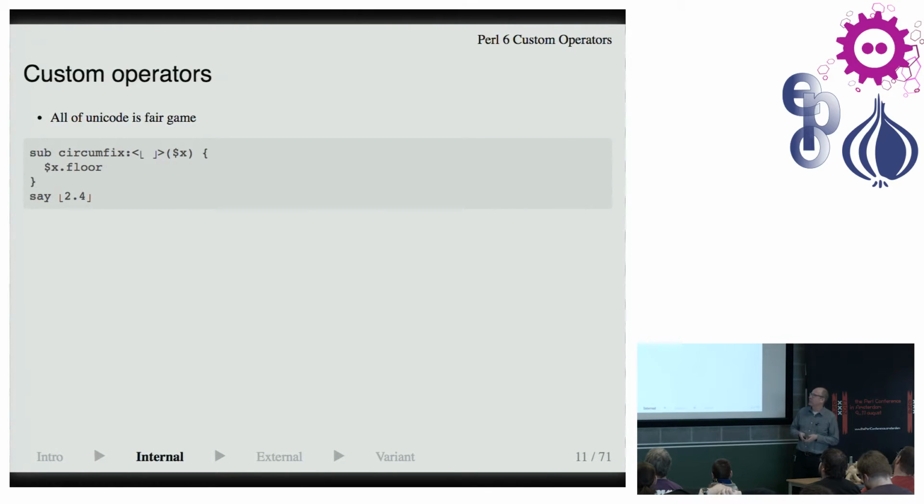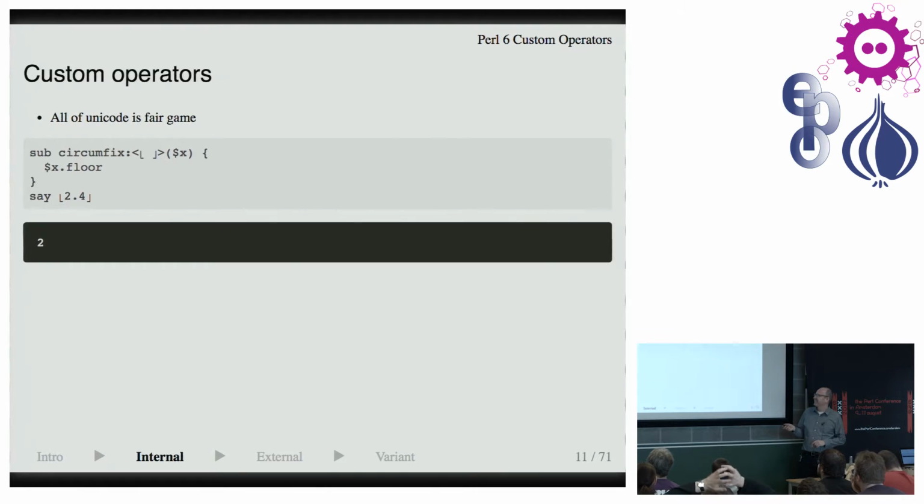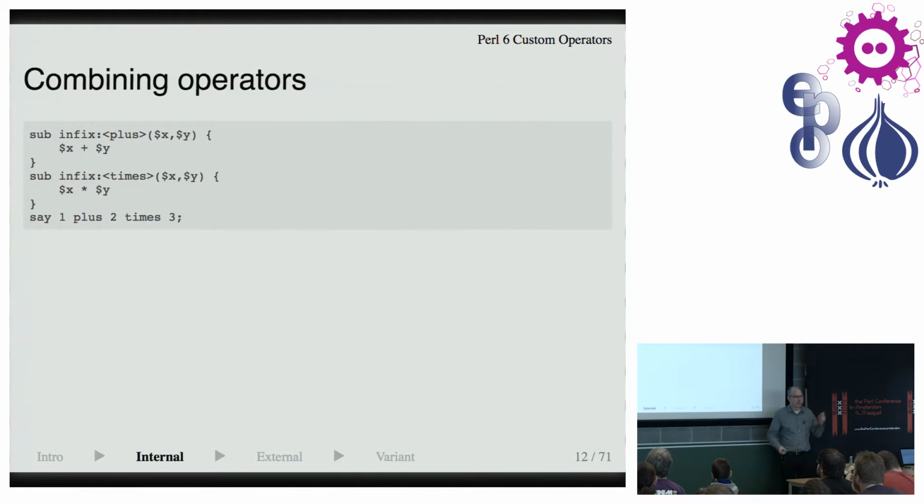What about this? So here we can also use their Unicode floor characters. Don't you hate when you have decimals in your code? You have to deal with like floating points or rational numbers. So let's define a circumfix floor operator. Say floor of 2.4. This one is 2.